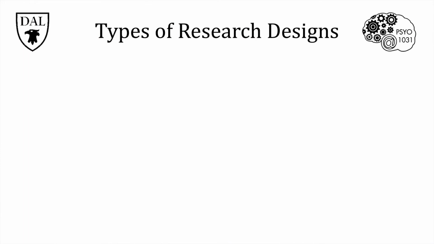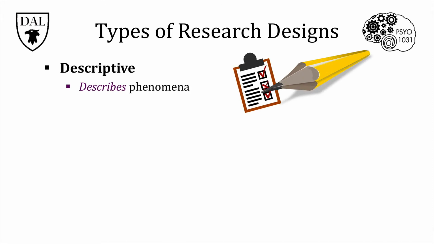So, in general, we can divide research design up into 3 different categories. The first category is what's known as descriptive research. Descriptive research, as the name implies, involves describing phenomena, like how many hours of TV do most people watch per day, or what types of behaviors do children engage in on the playground, or even what types of study habits do university students employ. These are all examples of questions that can be addressed with descriptive research.